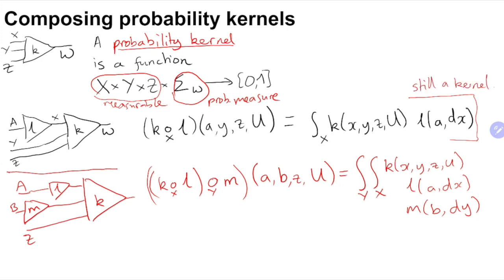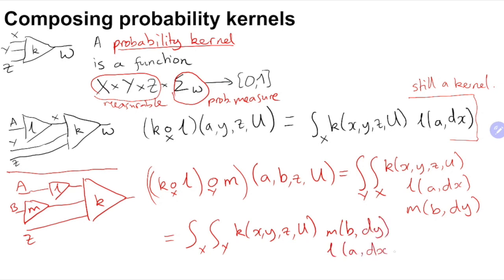Okay, that's a little thing to check, which allows us to then use it in an iterative way to compose three things. And those of you who've done some probability before will know Fubini's theorem, which lets us reorder the integrals here. I'll just write what we get then. So we first integrate with respect to M with its parameter b, and then with respect to L with its parameter A. And this is what we would get if we composed in the other order.